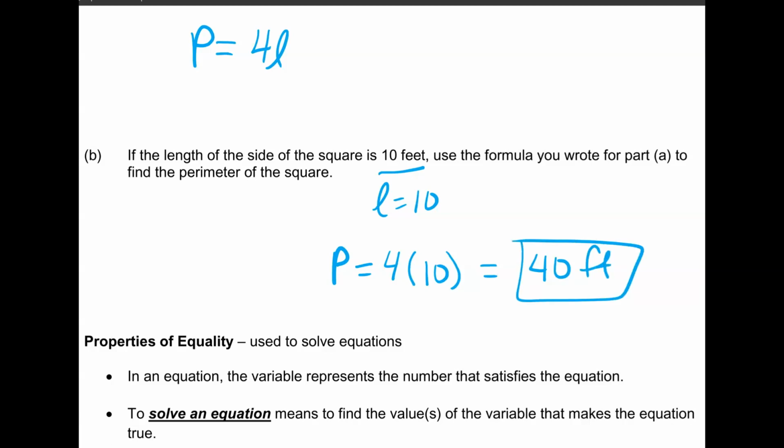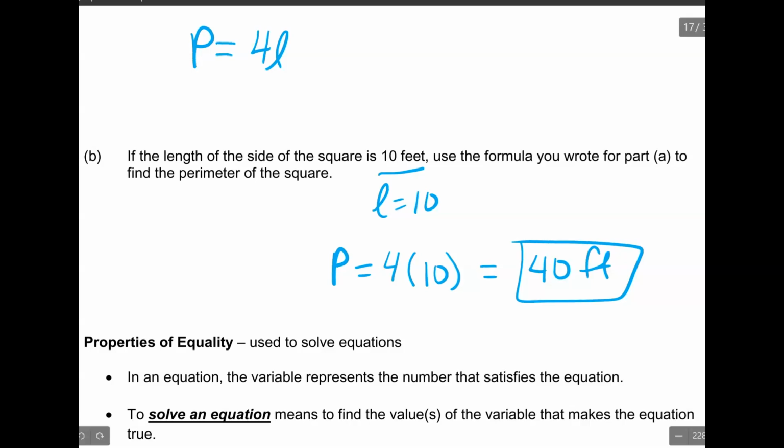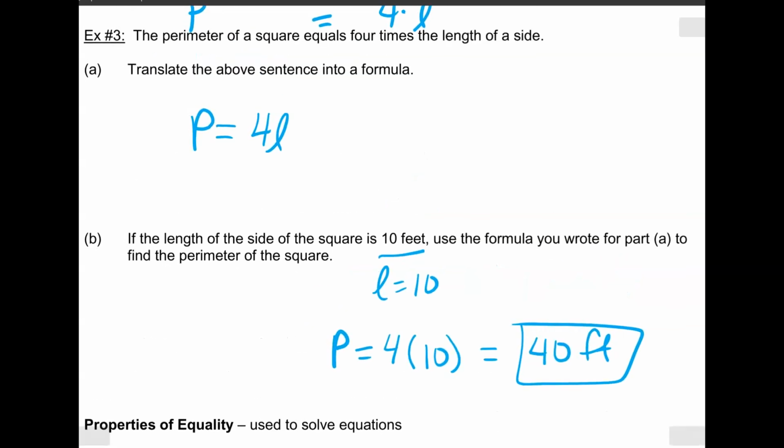So we know how to substitute in. Right up here, it says the perimeter of a square equals 4 times the length of a side. So perimeter P equals, equal sign, 4 times length, 4L. This is always the formula for a square.